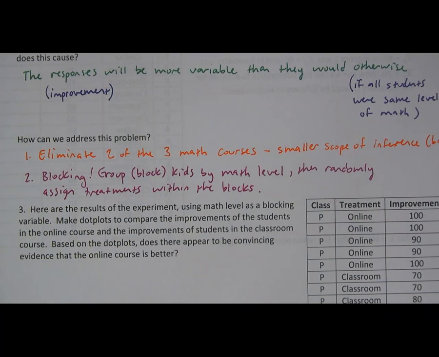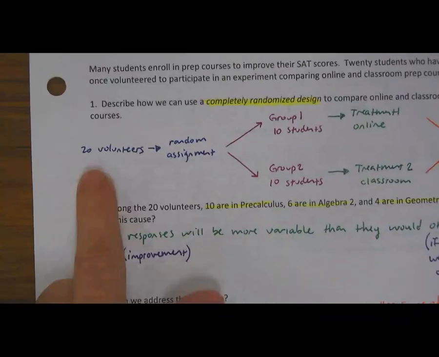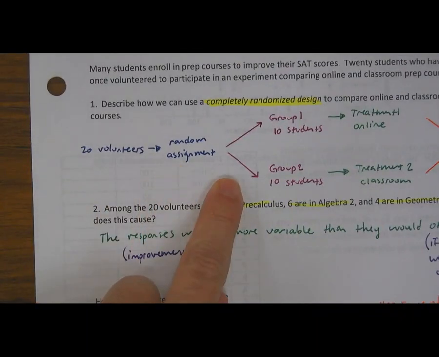That diagram that you drew at the top there, basically there would be more splits occurring. So we would take the 10 people in pre-cal and we would say 5 of you are going to get treatment 1 and 5 of you are going to get treatment 2. Then we're going to take the 6 kids in algebra 2 and we're going to say 3 and 3. 3 of you will do online, 3 of you do classroom. And then we're going to take the 4 kiddos in geometry and say 2 and 2. So your diagram would just have more splits. Instead of all 20 being randomly assigned, you would have like 3 tiers essentially.